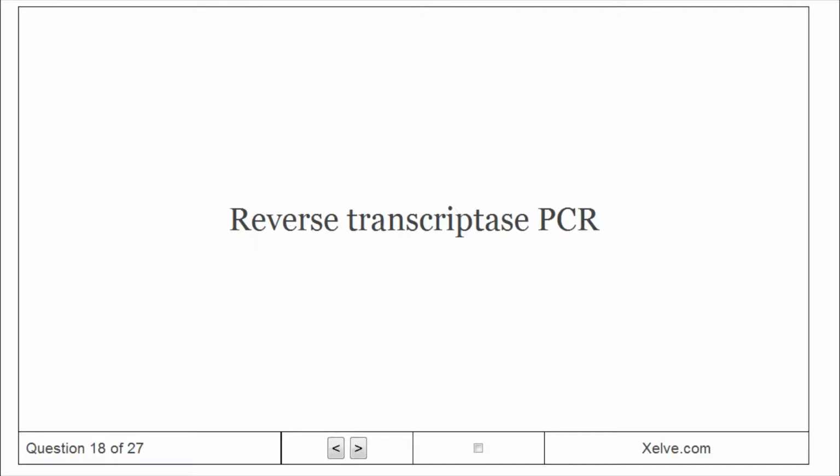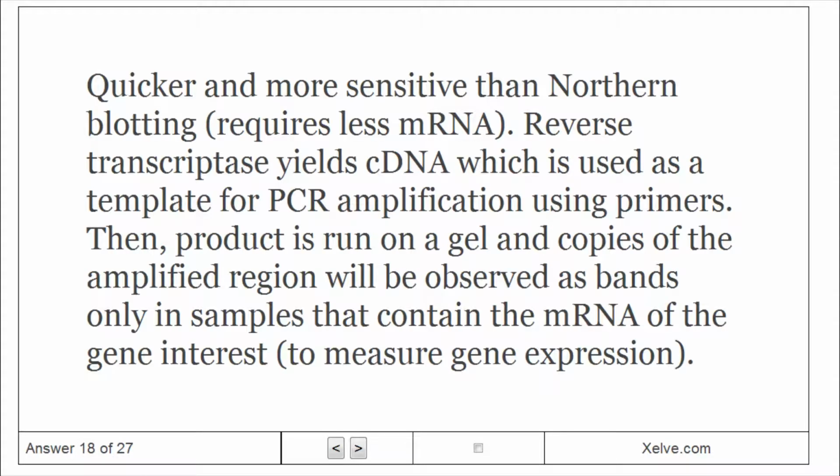Reverse transcriptase PCR. Quicker and more sensitive than northern blotting, and requires less mRNA. Reverse transcriptase yields cDNA, which is used as a template for PCR amplification using primers. Then the product is run on a gel, and copies of the amplified region will be observed as bands only in samples that contain the mRNA of the gene of interest, to measure gene expression.